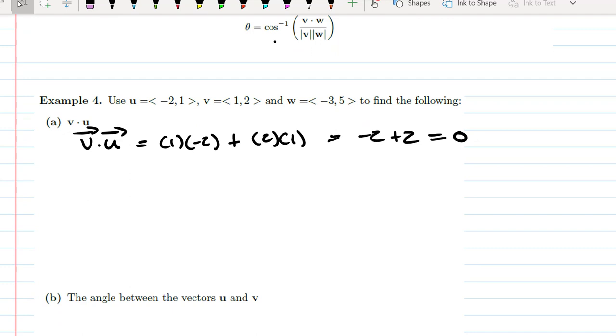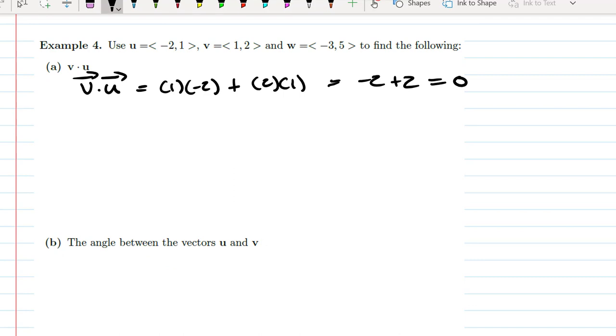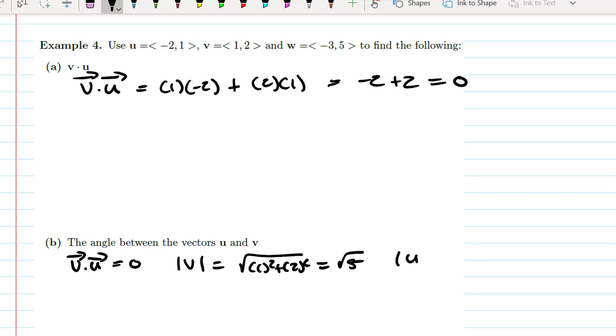So v dot u is equal to 0. Part B says find the angle in between the two vectors. Well, that means we're going to use this geometric definition, which is v dot w over the magnitude of v and the magnitude of w. So to use that formula, we're going to need v dot u, which we calculated already. So we have v dot u is 0, but we also need the magnitude of v, which is going to be 1 squared plus 2 squared, which is the square root of 5, and the magnitude of u, which is going to be the square root of -2 squared plus 1 squared, which will also be the square root of 5.